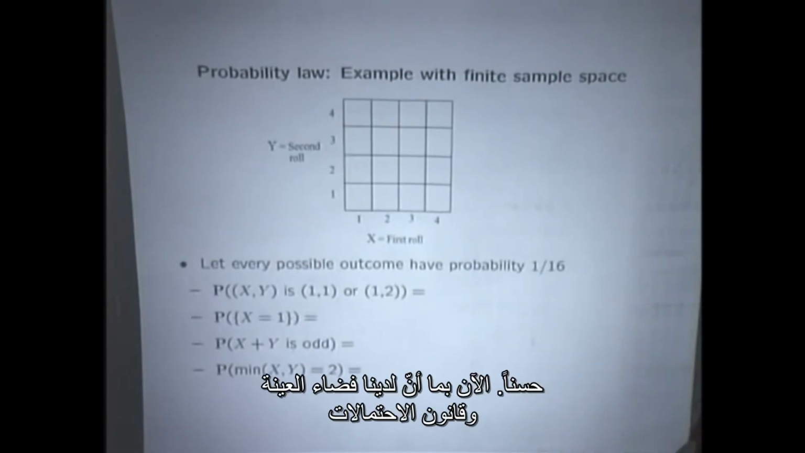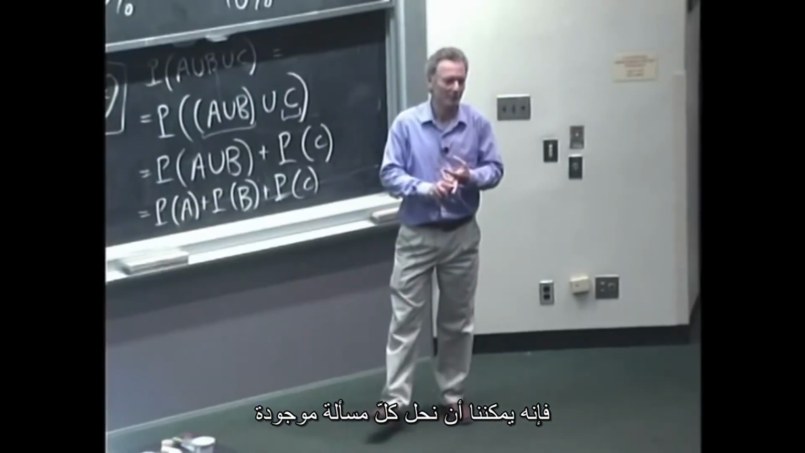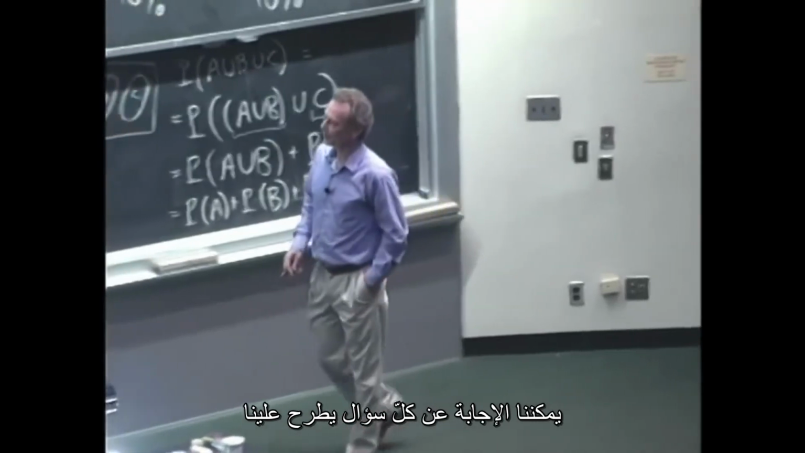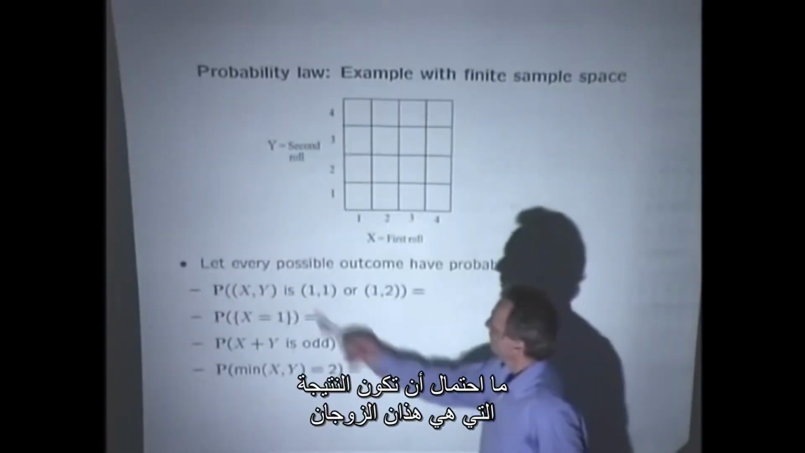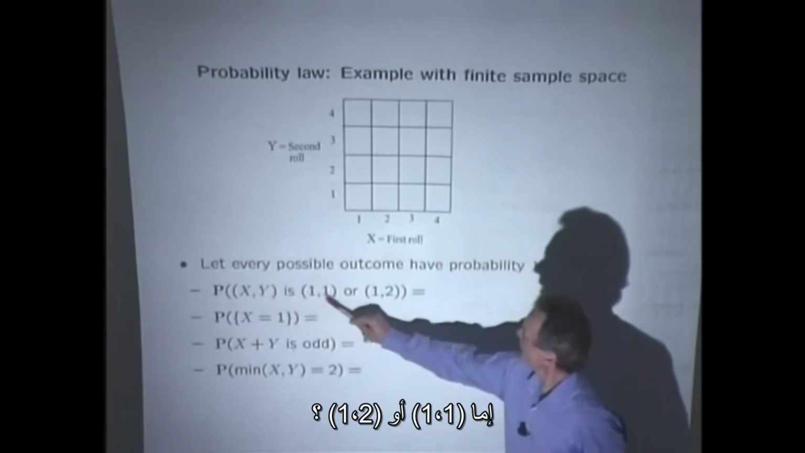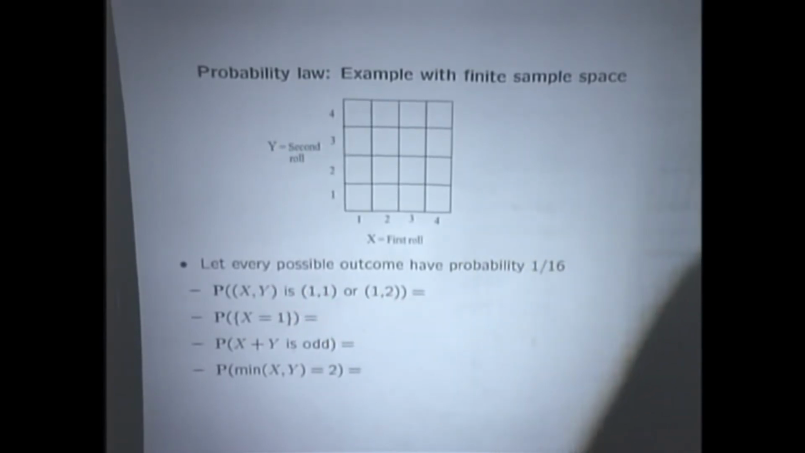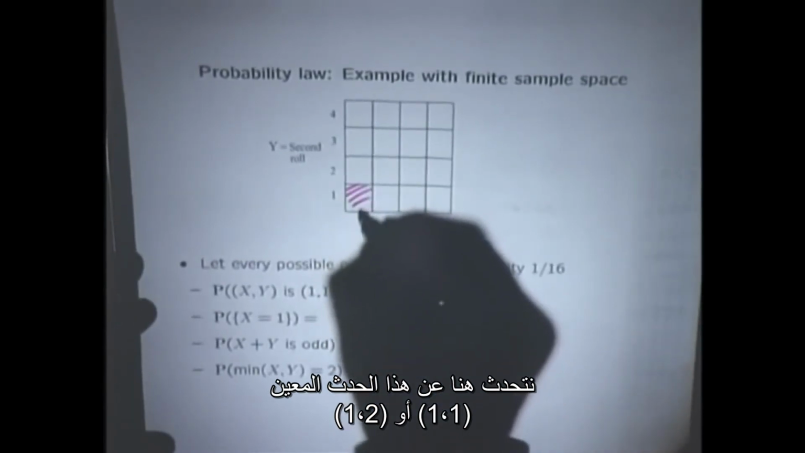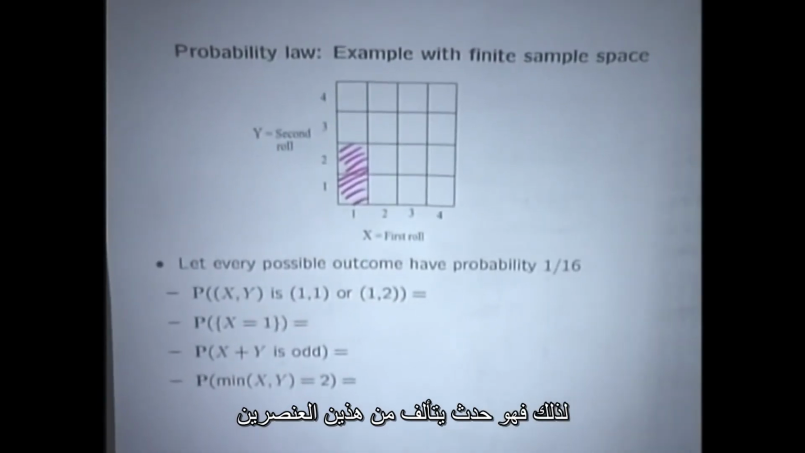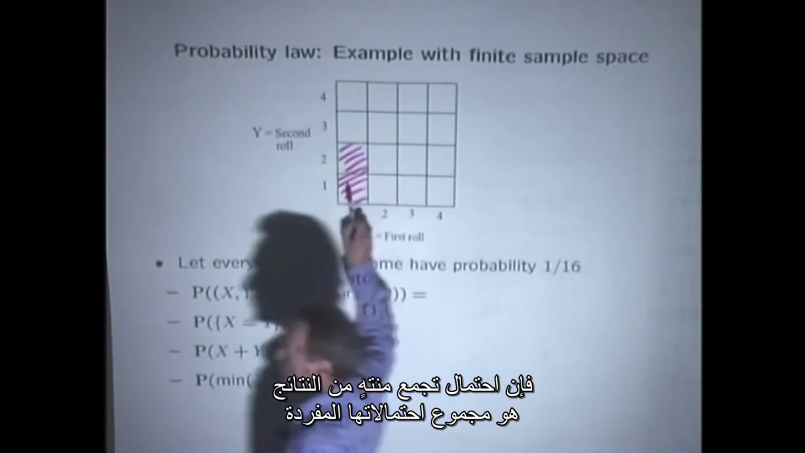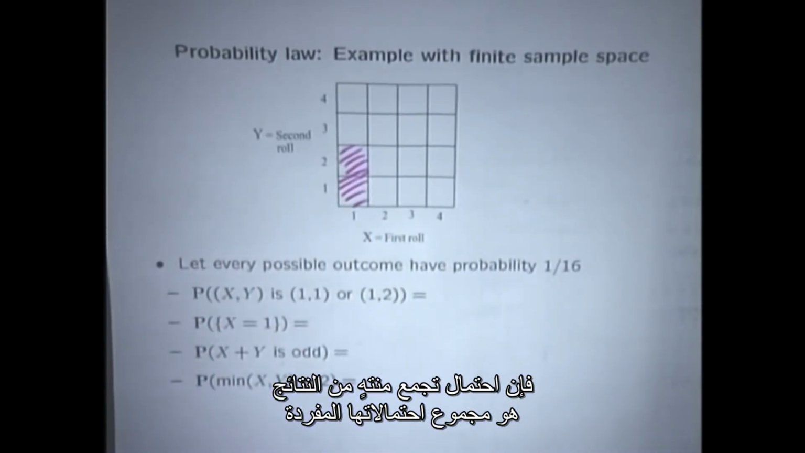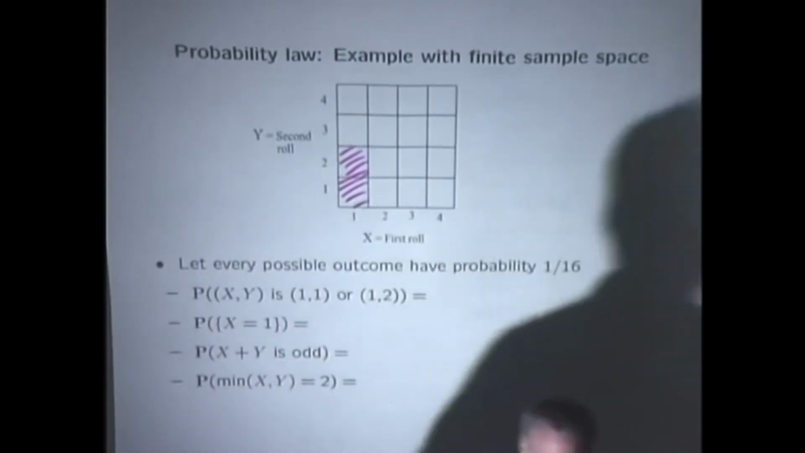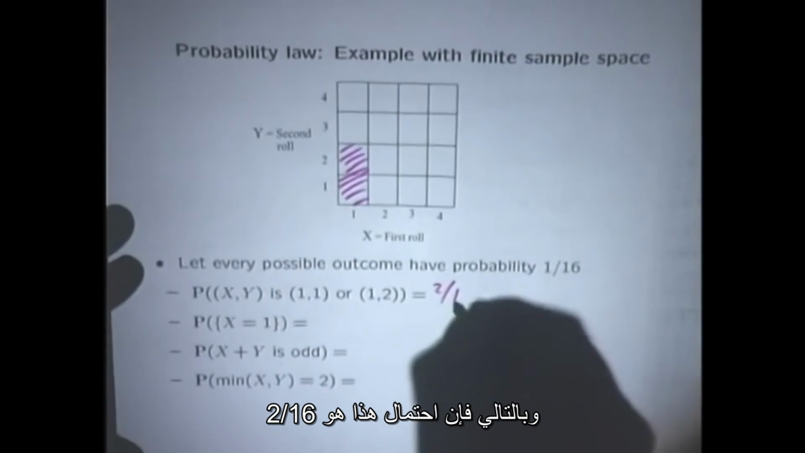Okay, now that we have in our hands the sample space and the probability law, we can actually solve any problem there is. We can answer any question that could be posed to us. For example, what's the probability that the outcome, which is this pair, is either 1,1 or 1,2? We're talking here about this particular event, 1,1 or 1,2. So it's an event consisting of these two items. According to what we were just discussing, the probability of a finite collection of outcomes is the sum of their individual probabilities. Each one of them has probability 1/16, so the probability of this is 2/16.